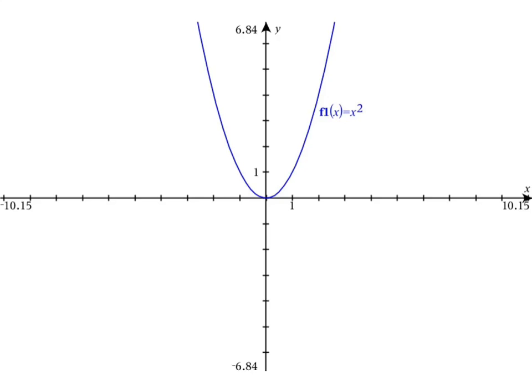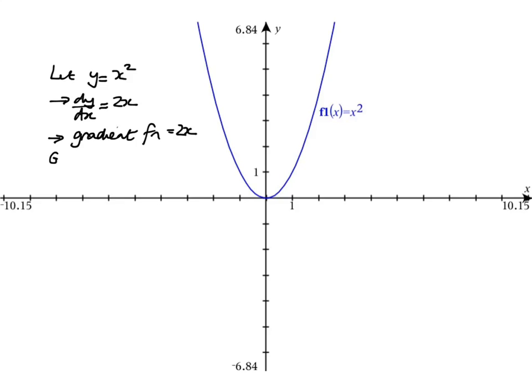Have a look at this one now. We've got y equals x squared. So we know that if y equals x squared, dy dx equals 2x. Of course it does. And therefore we're saying that the gradient function is 2x. So that is a linear function, isn't it? Yes? So you know what that looks like. Well, we're going to have a look at a geometrical approach now.